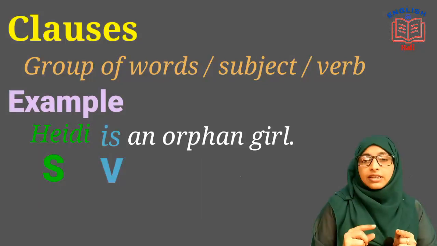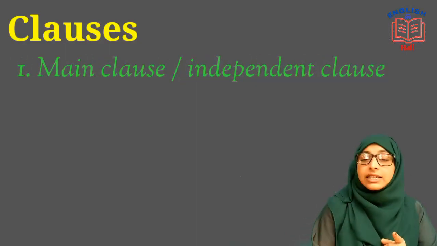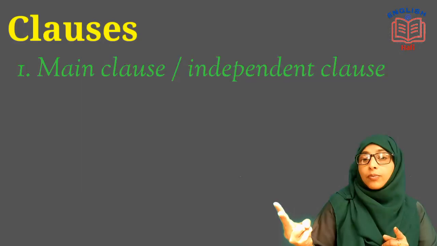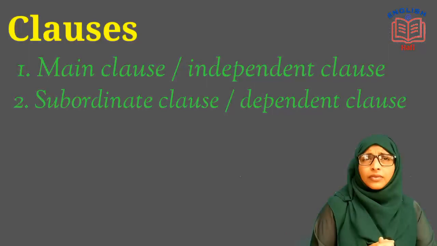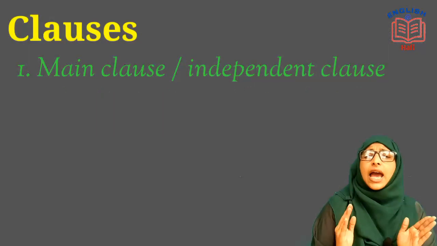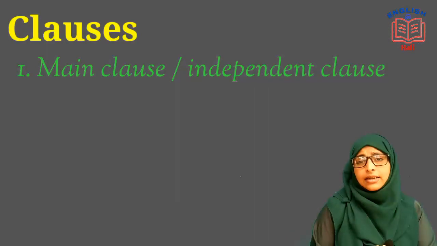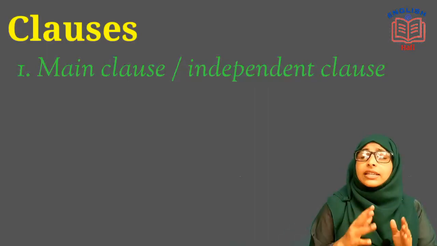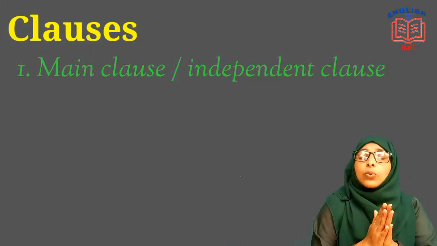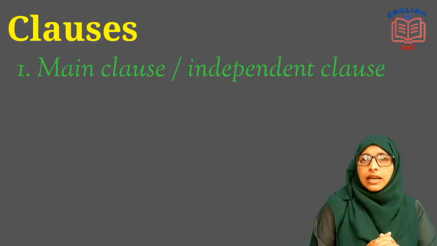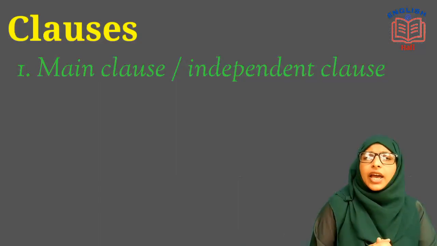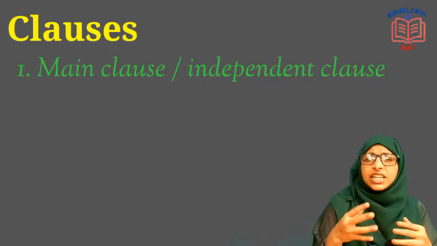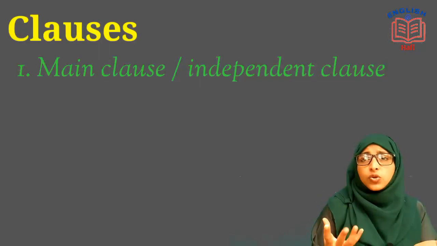In clauses there are two different kinds. One is the main clause, otherwise called the independent clause. The second one is the subordinate clause, otherwise called the dependent clause. A main clause can stand alone as a sentence. It is the same as a sentence. It gives a proper meaning when it is separate, and it expresses a complete thought. There will be a complete meaning. It does not need the help of any other words to make sense.